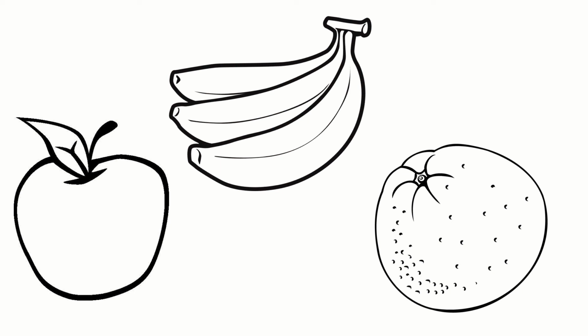On the red apple, what is the opposite of red in the color wheel? It is green. So we're going to use some green to make shadow. And the orange, what is the opposite of orange in the color wheel? Blue. So we're gonna mix some orange and blue to make some brown, and add the shadow.